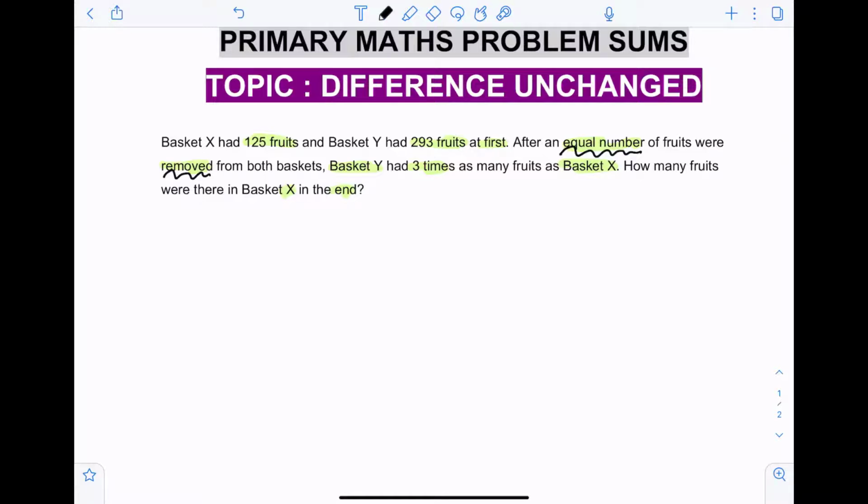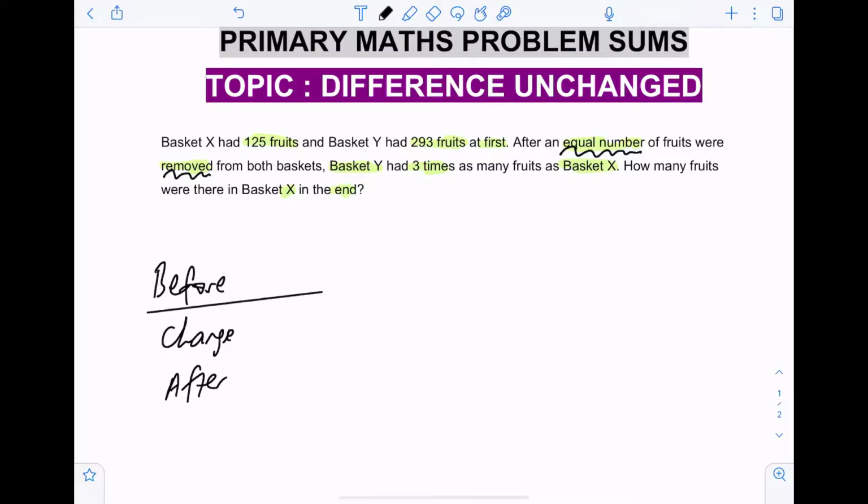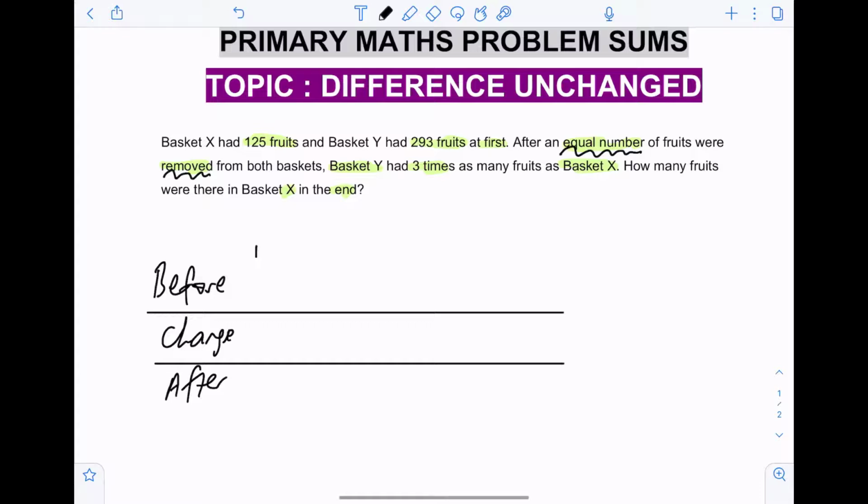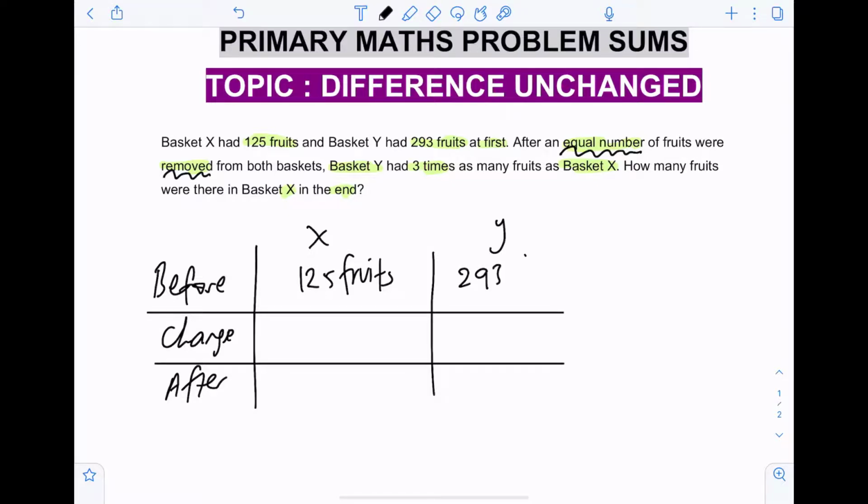So how do we approach this question? Very quickly, we can draw a BCA table: before, change, and after. We have basket X here, and basket Y later on. At the start, 125 fruits in X and 293 fruits in Y.